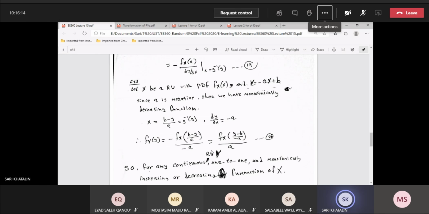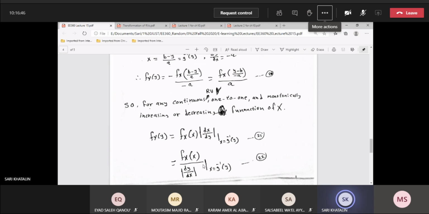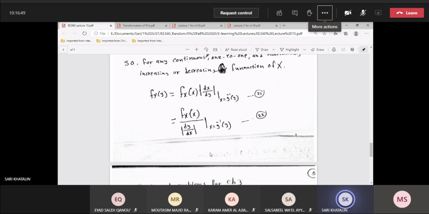So we can generalize this by coming up with a different equation. This will be valid for both increasing and decreasing. Equation 22, which is fy, the PDF of y, would be fx divided by the absolute value of the first derivative of y with respect to x. So either way, you can use these two examples separately or this one if you forgot it. And this is really the end of chapter 3. That's all we need to cover in chapter 3.